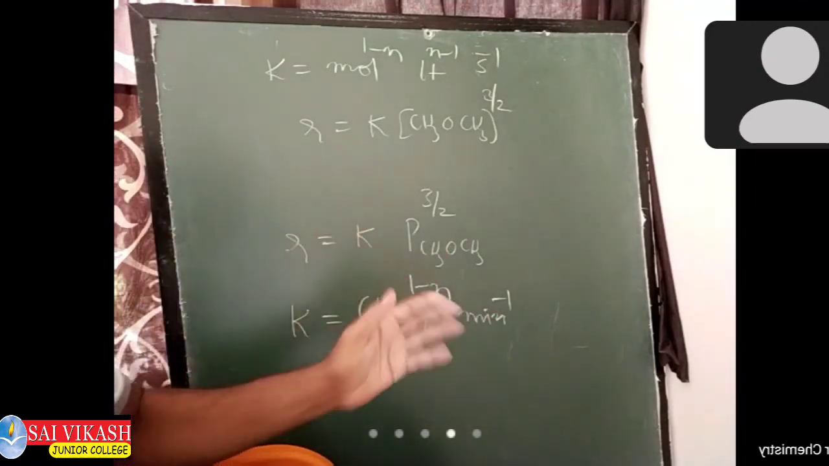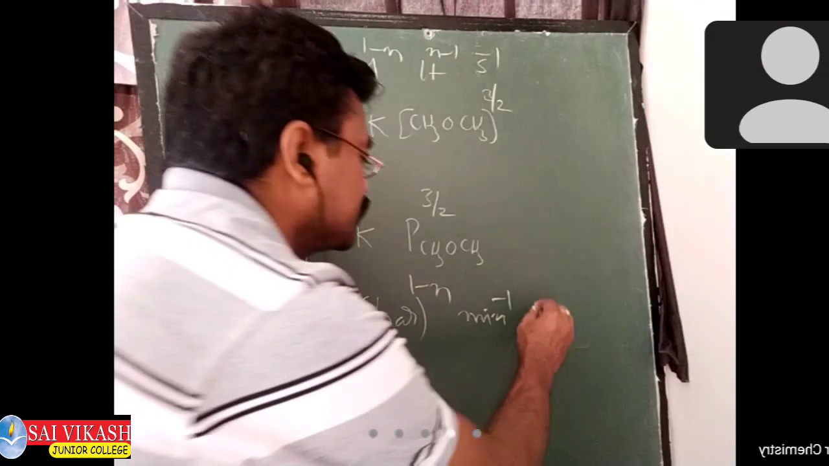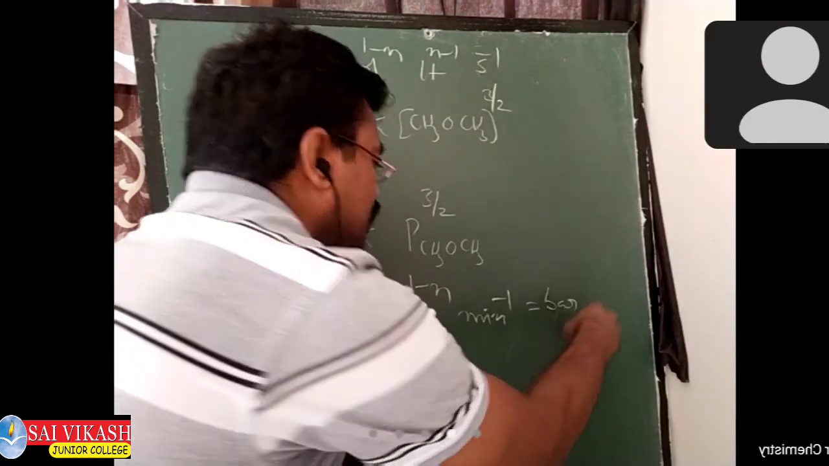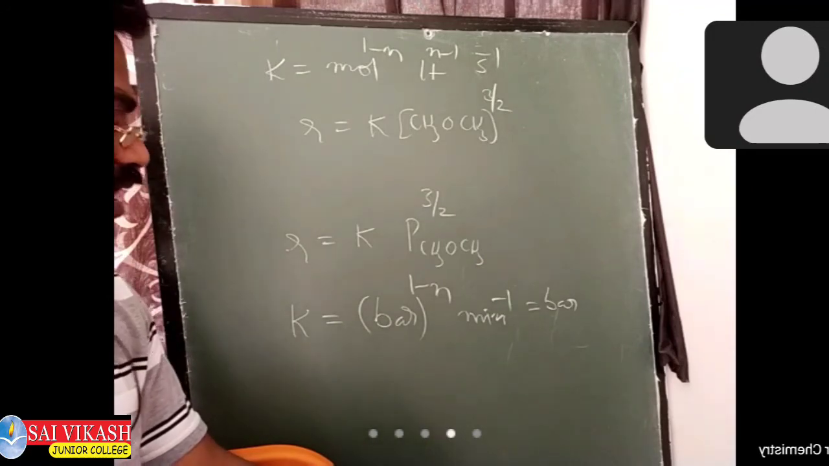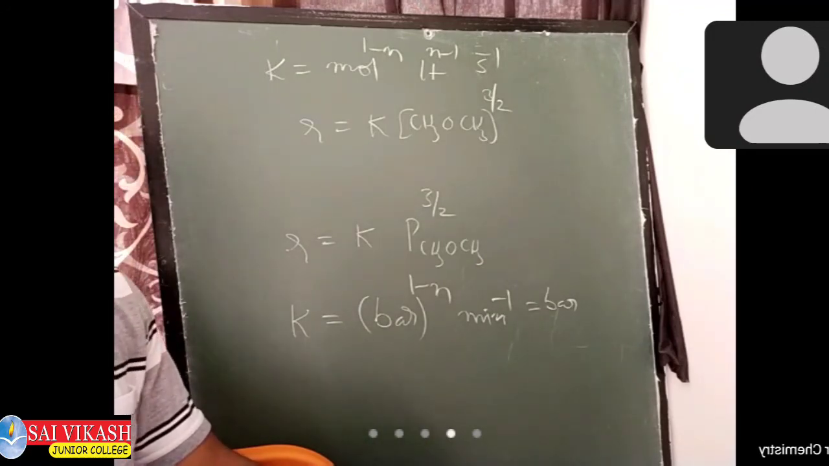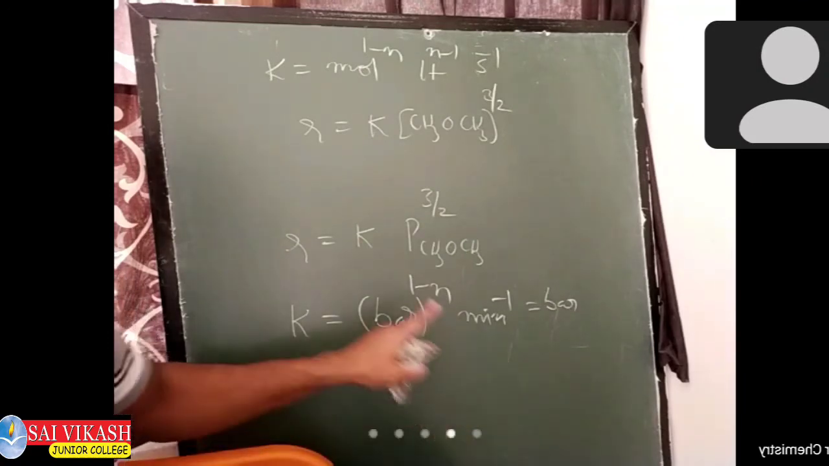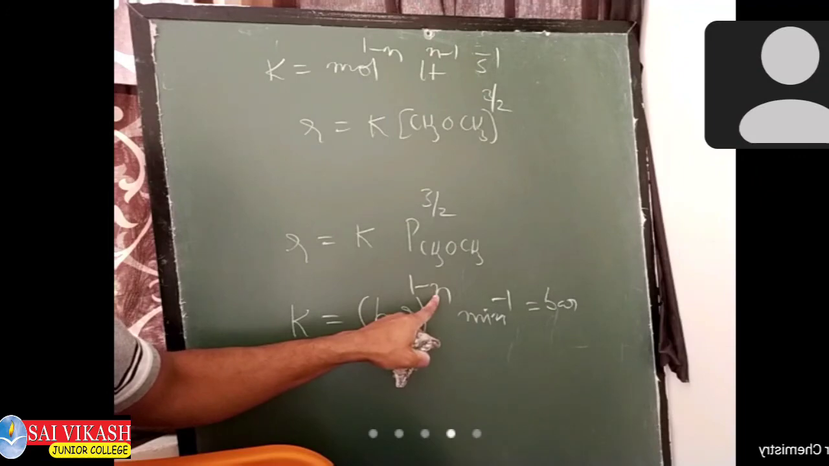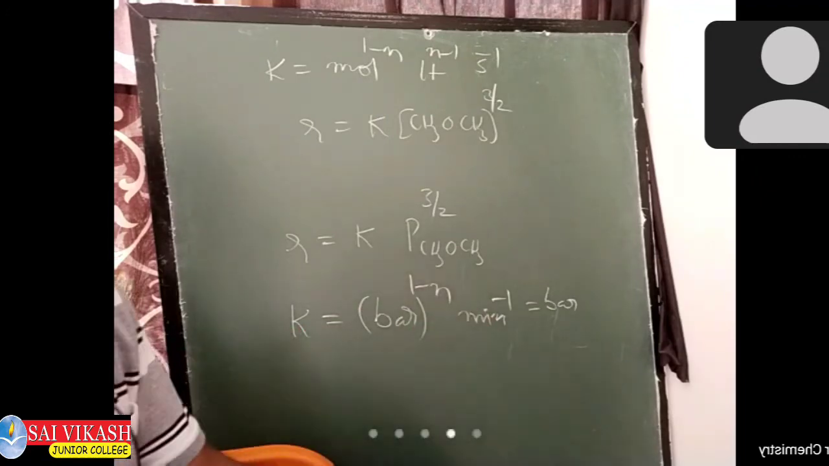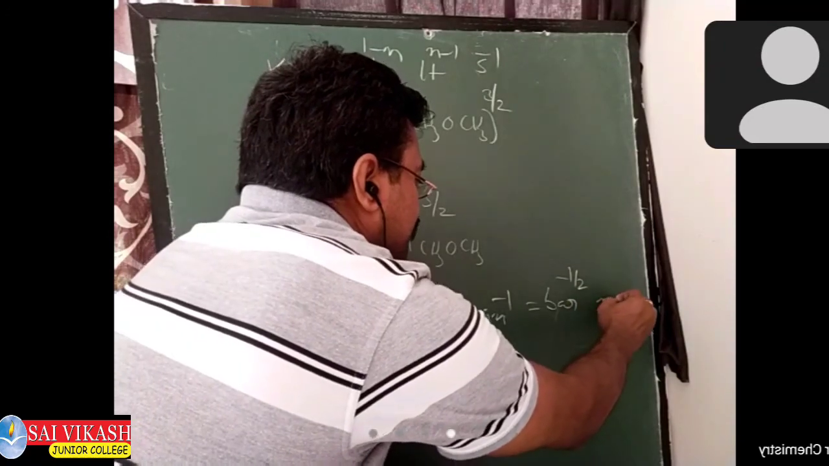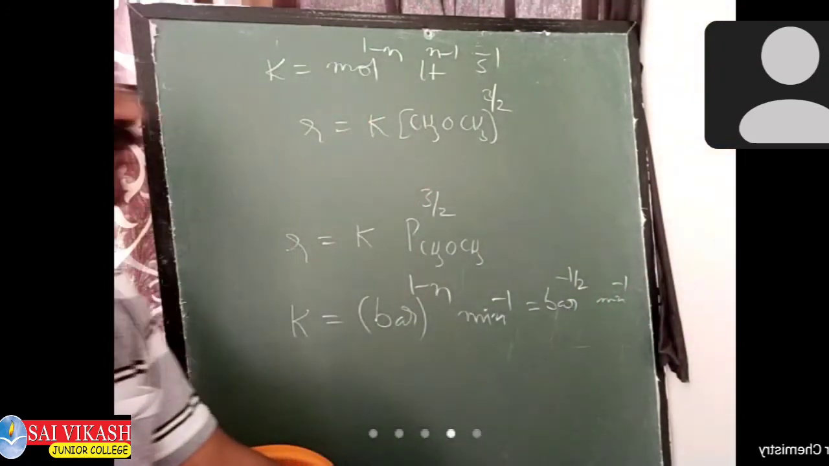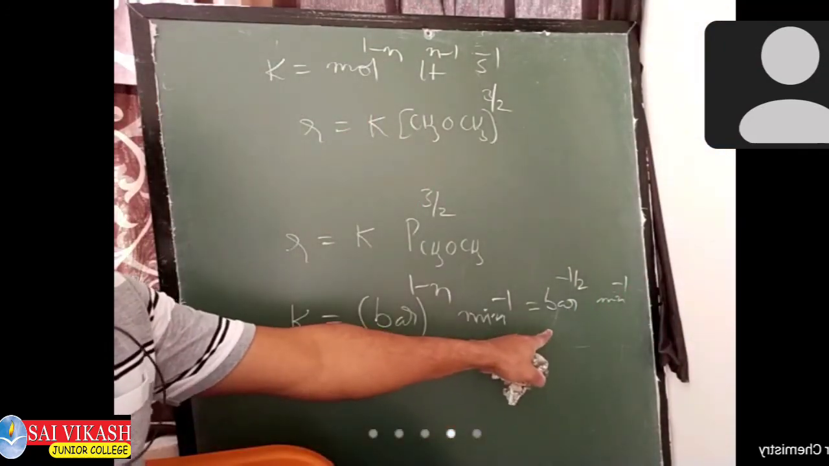Now in place of n, substitute 3 by 2. What will it be? Bar power 1 minus 3 by 2. 1 minus 3 by 2 means how much? 1 minus 3 by 2 is minus half. So bar power minus half and minute power minus 1. This is the unit. This is the unit of K.